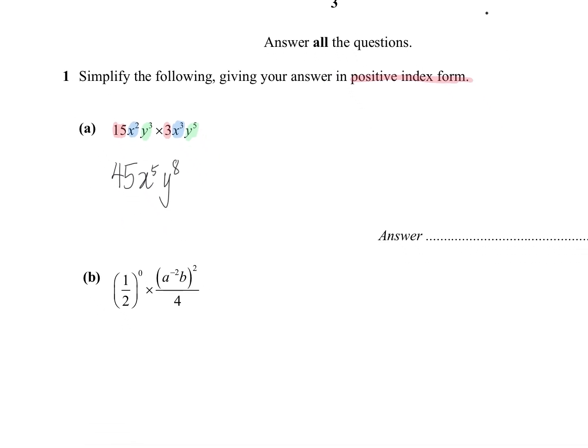Okay, next one. Anything raised to the power of 0. Ready or not? Anything raised to the power of 0 is 1. So this one is left with 1. And then apply the square to every term in the bracket.